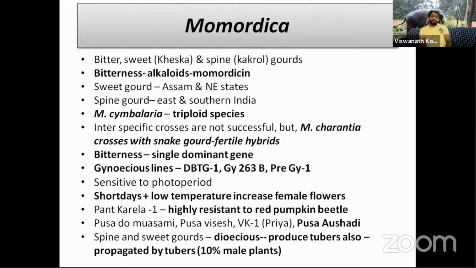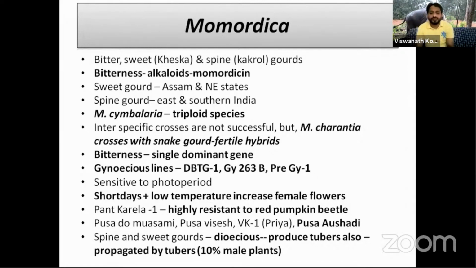And short days or low temperature increase female flowers in bitter gourd. This is very important. Short days and low temperature increase the female flowers so that the number of fruits will be more. So more yield will be obtained when the crop is grown under short day plus low temperature conditions. Panchkarela 1 is highly resistant to red pumpkin beetle. Pusa Aushadhi is the newly released variety.